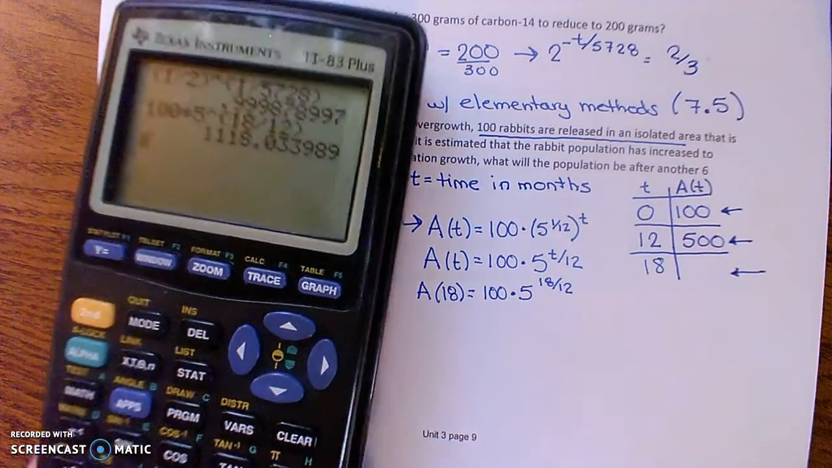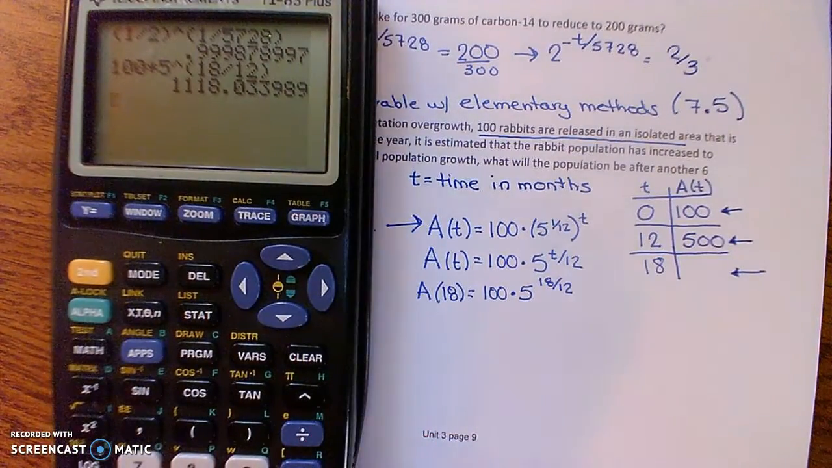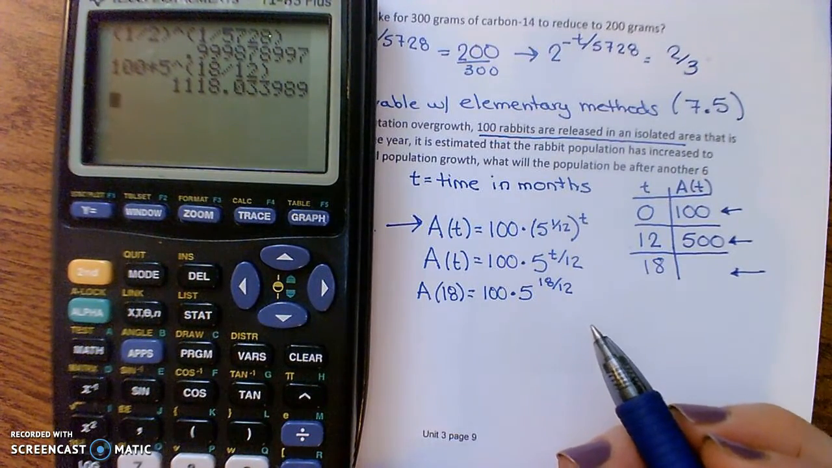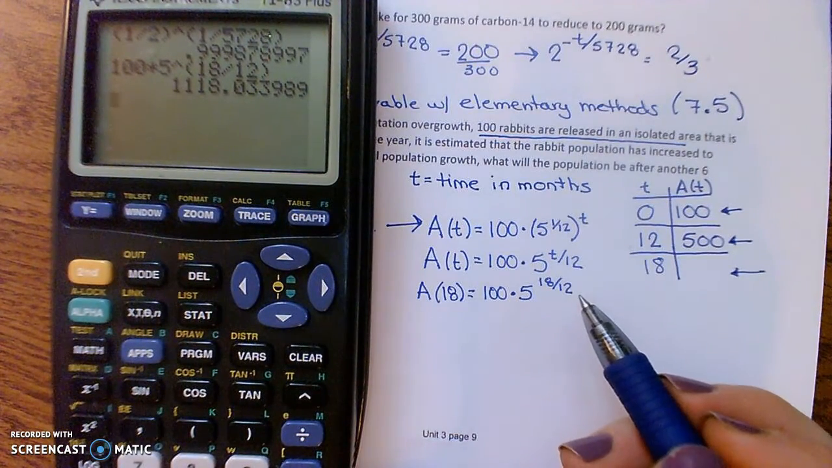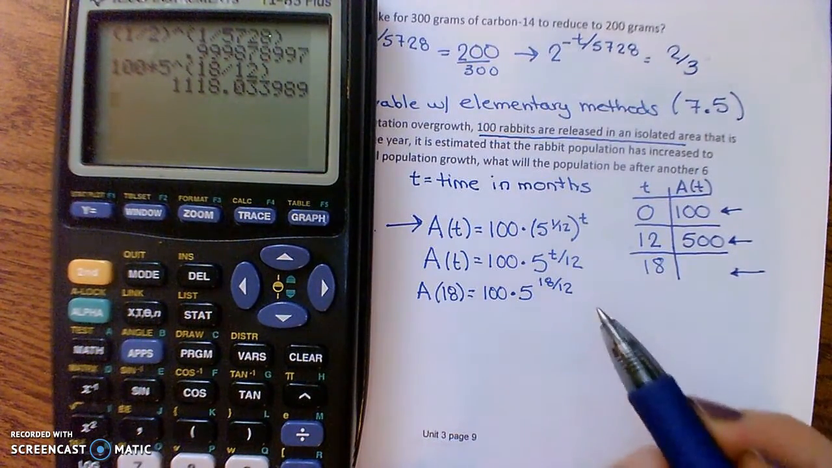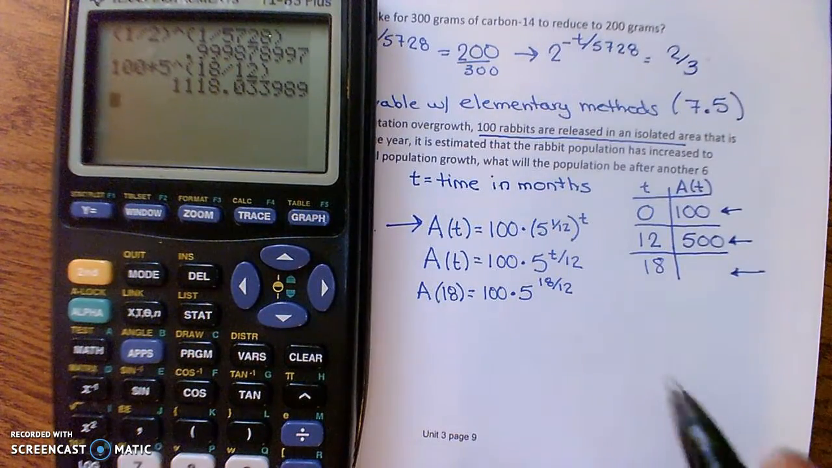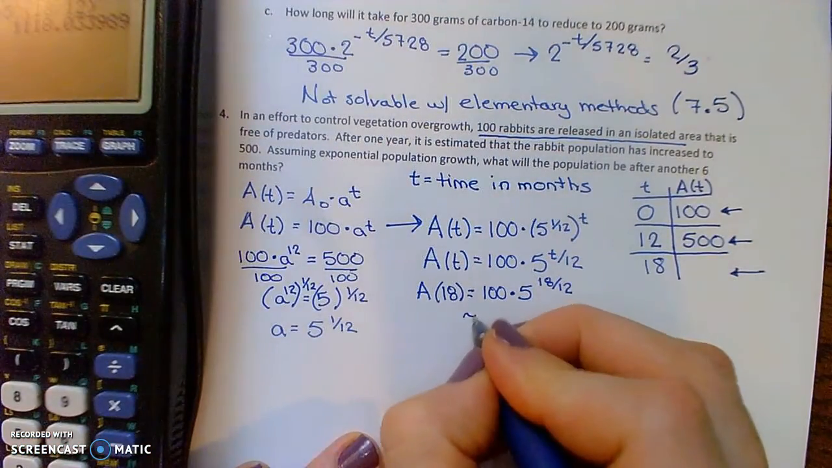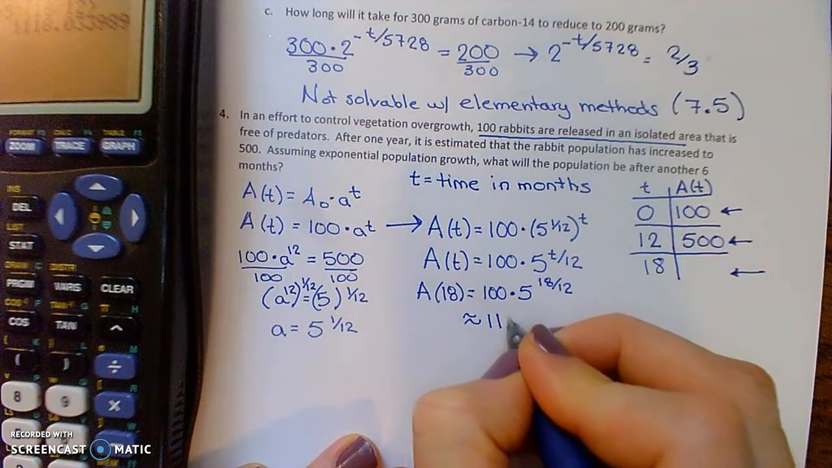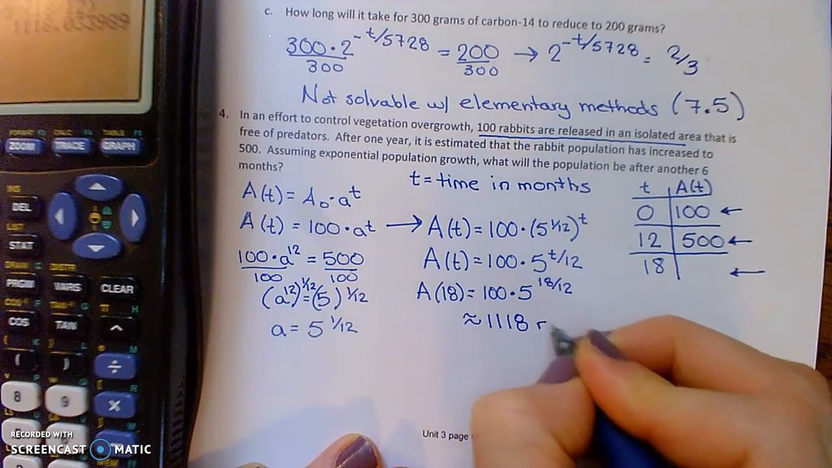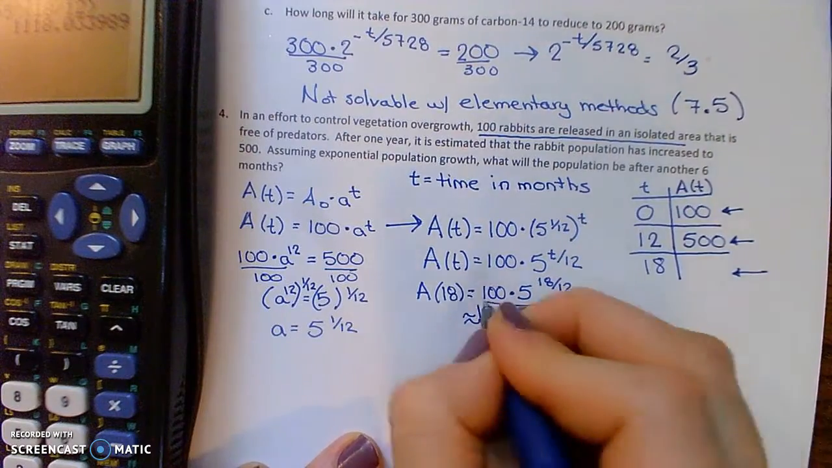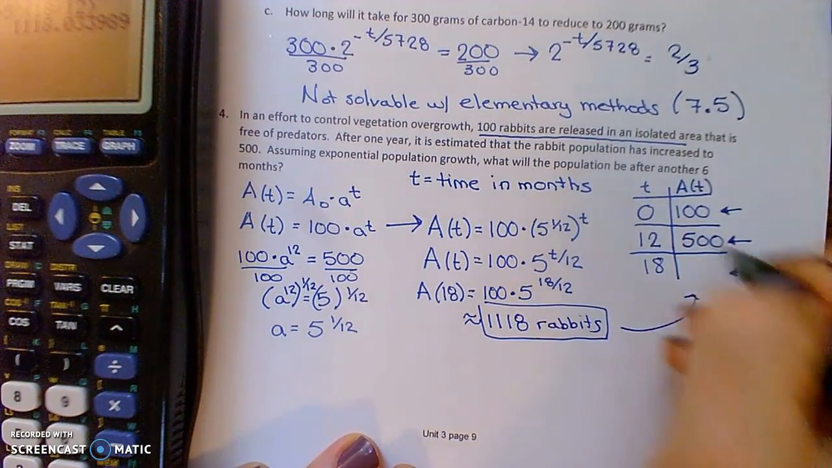So we get 1,118.03. So I think what I'm going to do is round it to the nearest whole number so that I can tell you that many whole number of rabbits. I'm not going to have a decimal amount of rabbits here. So I've got approximately 1,118 rabbits. We can even fill that into the chart back here.